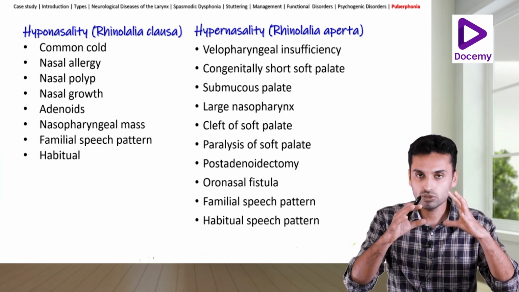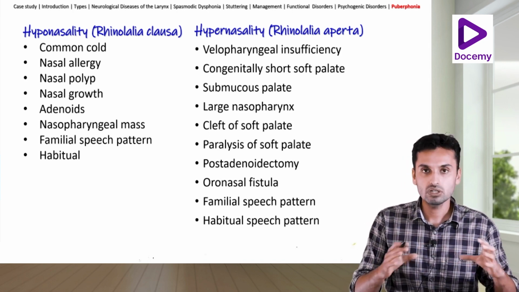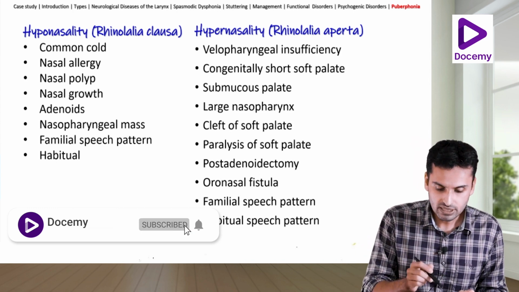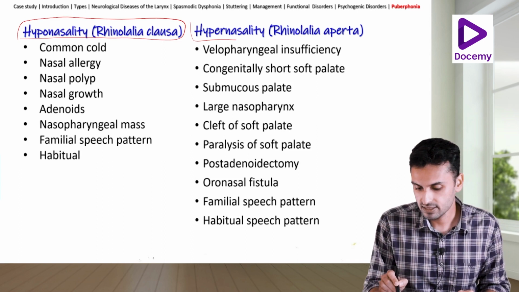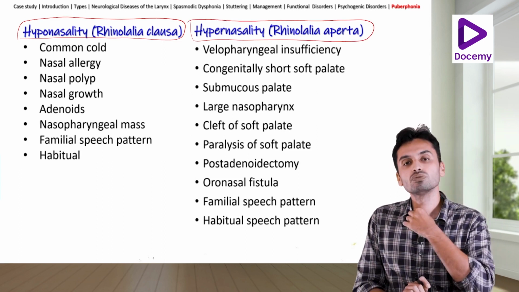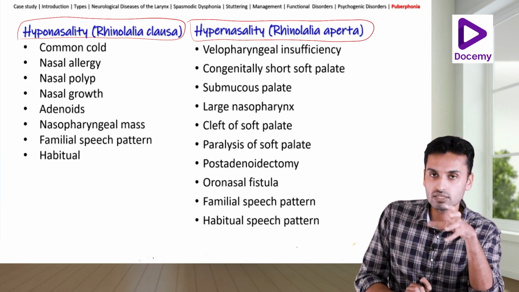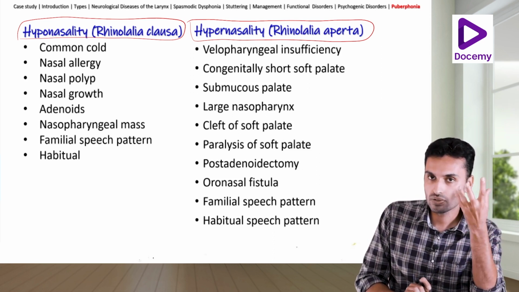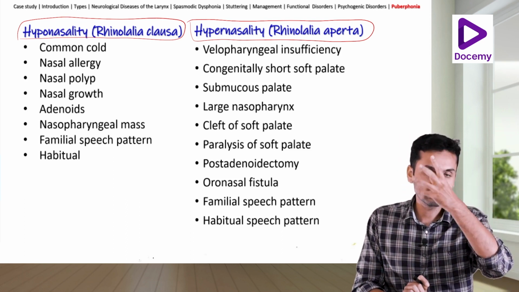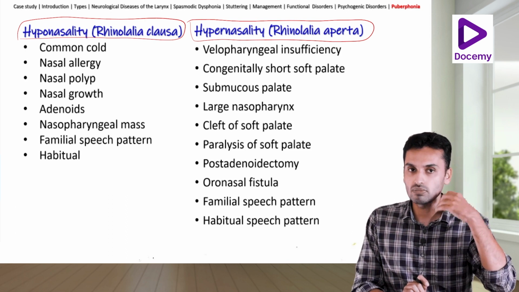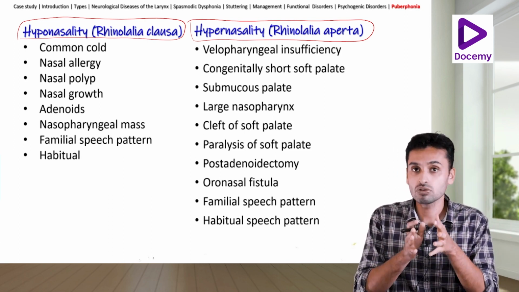I just touched upon the important neurological disorders, functional disorders, and the psychogenic disorders. Two other things that you need to know are hyponasality and hypernasality. Voice is produced from our vocal cords, that is phonation, and this sound is then resonated and articulated in our resonating chambers in the pharynx, nasopharynx, and sinuses. All these upper respiratory tract structures play a role in the final sound that we produce.